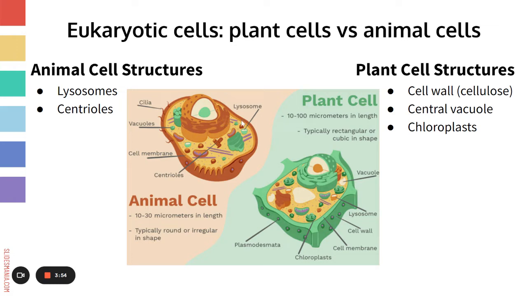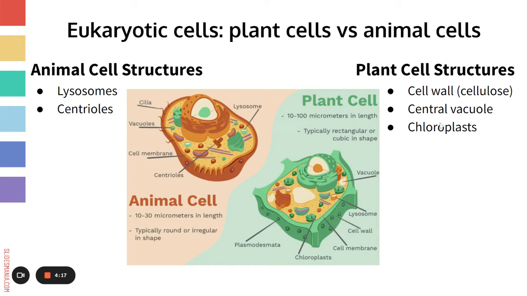And I'm just going to gloss over a little bit this idea of lysosomes and centrioles. Lysosomes we'll talk about more in another slide, but they have to do with recycling in a cell. Centrioles have to do with moving the DNA during cell division. But what we really want to focus on here is the structures that plant cells have that animal cells don't.